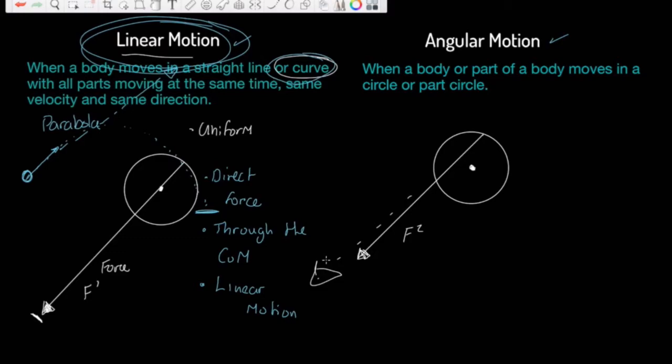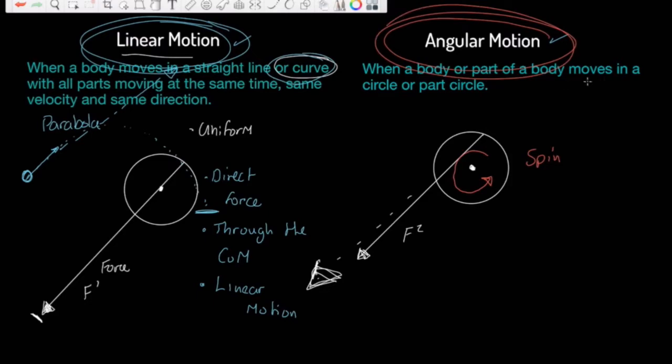You know, you think if you had top spin on a tennis ball or table tennis ball, something like that, it's probably still going to move in that direction because the force ultimately is going in that direction. But what it's also going to do is that it's going to spin, okay? Spinning is a classic example of angular motion. Why? Because the body is moving in a circle. So can I just reinforce the importance that when bodies move in a straight line or a curve, they're moving with linear motion. And by the way, the examples of pure linear motion are extremely rare. And when a body moves in a circle or part circle, that it's moving with angular motion.